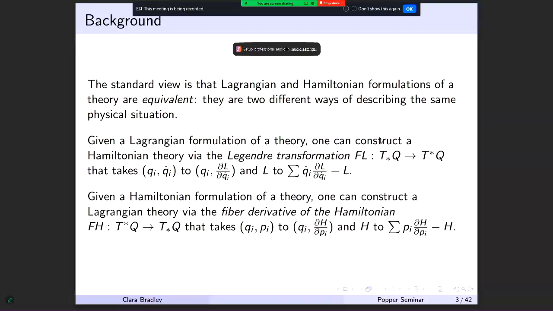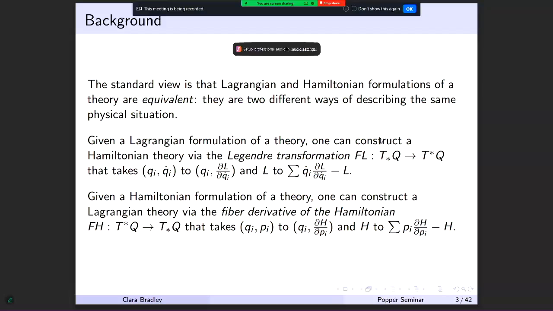And it turns out the other way around is also true. If we have a Hamiltonian formulation of a theory, then we can construct a Lagrangian theory via what's now called the fiber derivative of the Hamiltonian, but importantly, it does the same sort of thing. It takes one from a point of cotangent space to a point on tangent space by now defining the velocities in terms of the Hamiltonian, the momentum, and the Lagrangian in terms of the Hamiltonian stuff.